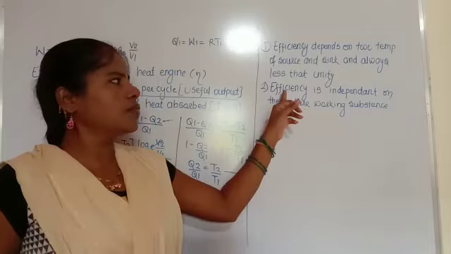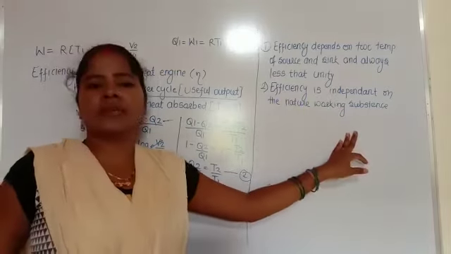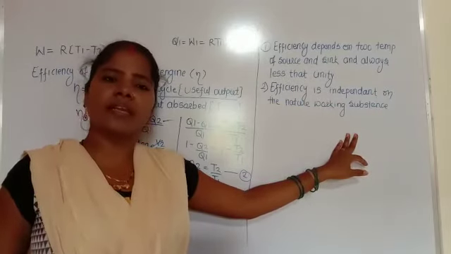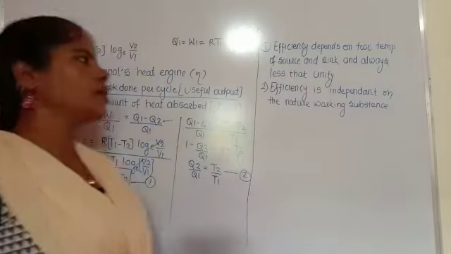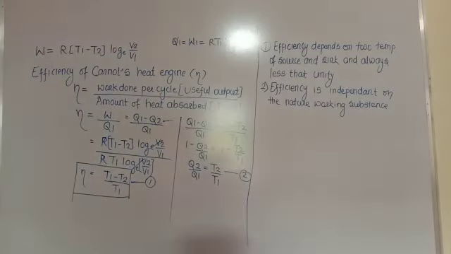So the efficiency is independent of the nature of the working substance. We can take different types of substance, so it does not matter. That's why efficiency is independent of the nature of the working substance. Third, the efficiency of an engine can be 1 or 100% only if the temperature of the sink is 0.